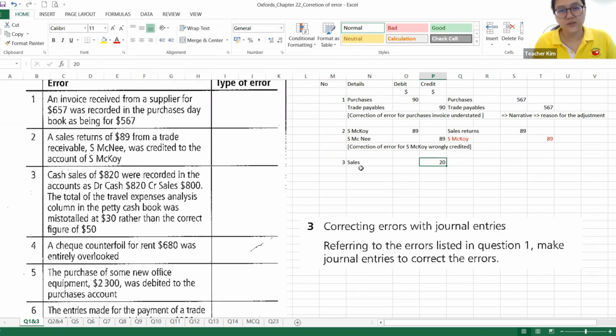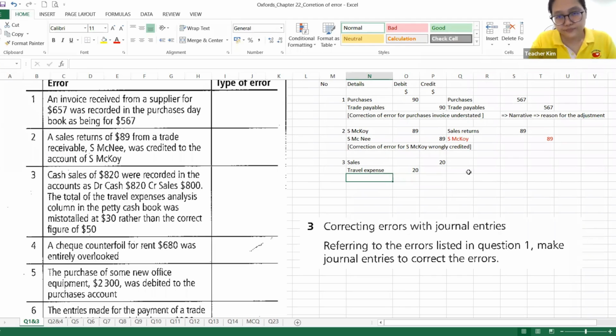So we credit 20. And what account has been wrong, which is understated, which is the travel expenses account. By right, travel expenses should be 50. We only recorded 30. So in this case, we have to add another 20 to put the total back to 50. So this is the adjustment that we're going to make.